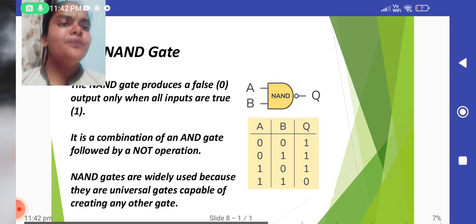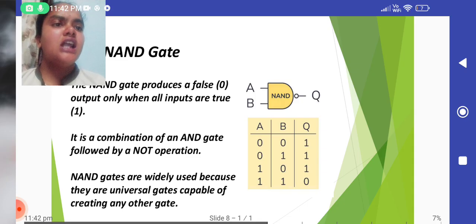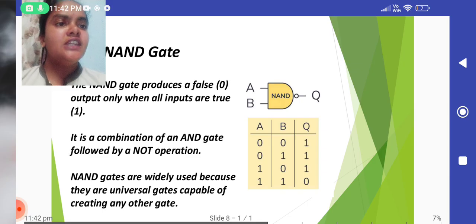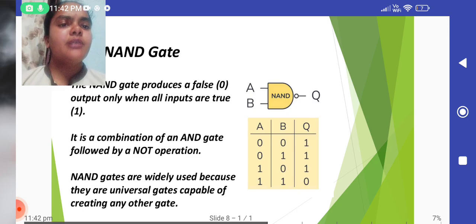If we give two inputs that are 0, it will produce a single output, 1. If we give one input as 0 and the other input as 1, it will produce 1 as output. If we give two inputs as 1 and 1, it will produce a 0 output. The NAND gate is also known as a universal gate and it is applicable for creating the other gates. That is the advantage of the NAND gate.